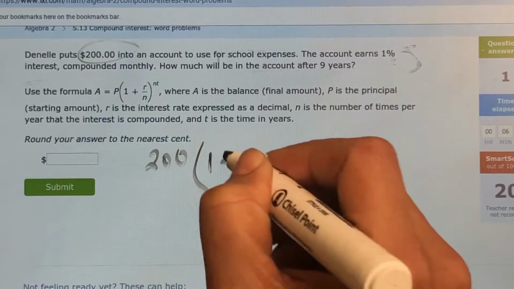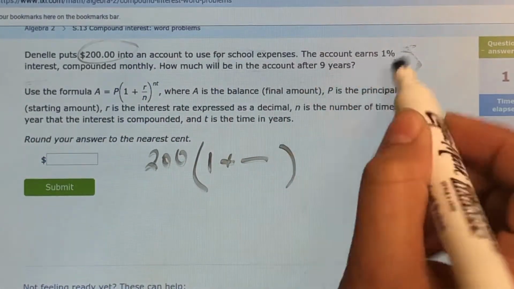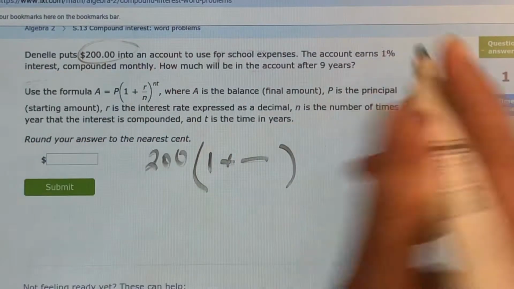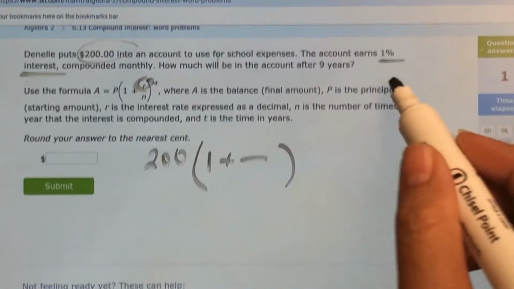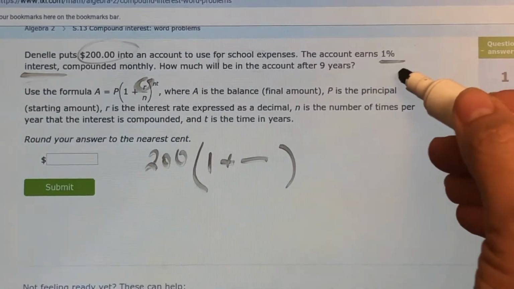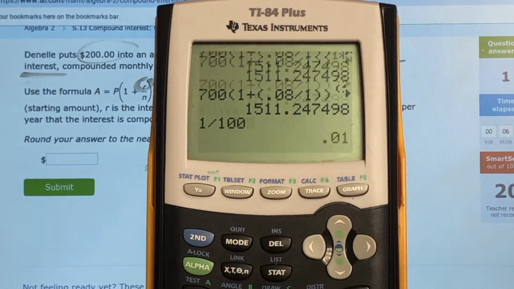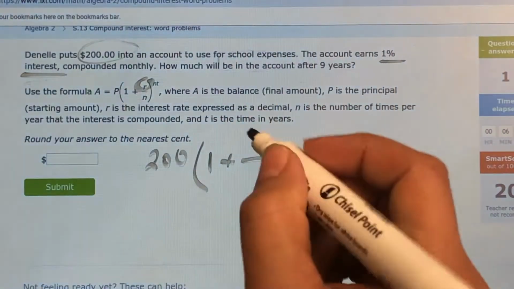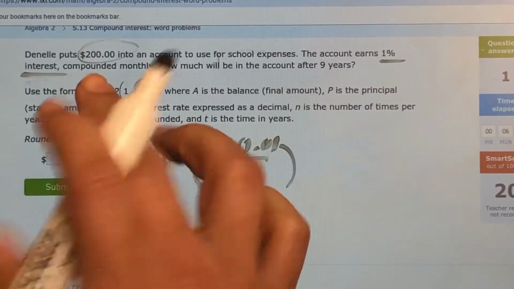Then it goes 1 plus, okay, into an account for school expenses. The account earns 1% interest. So 1% interest is what? It's R, but we have to write it as a decimal. How do I make it into a decimal? By dividing by 100. So 1 divided by 100 is 0.01. So 0.01. Okay, compounded monthly.